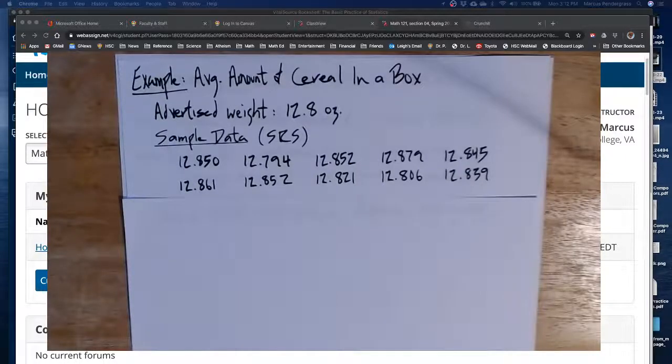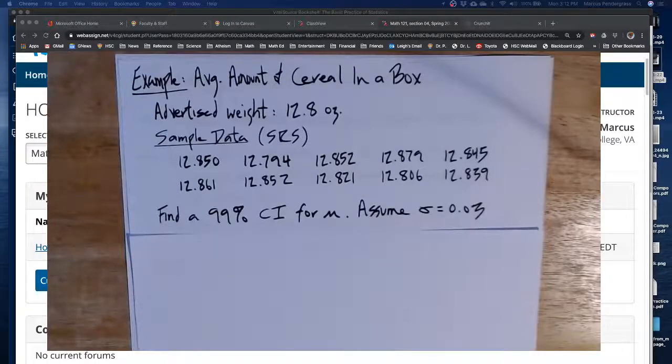So let's consider this a simple random sample from the population of all boxes of cereal, of whatever brand we're talking about here, Cheerios, I guess. And let's use these 10 measurements to find a 99% confidence interval for mu, the true mean amount of cereal in a box. So we're going to use the amounts in these 10 boxes to try to give an estimate for the true average amount of cereal across all boxes of cereal of this particular type.